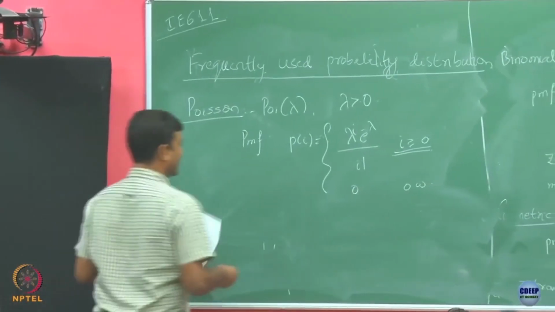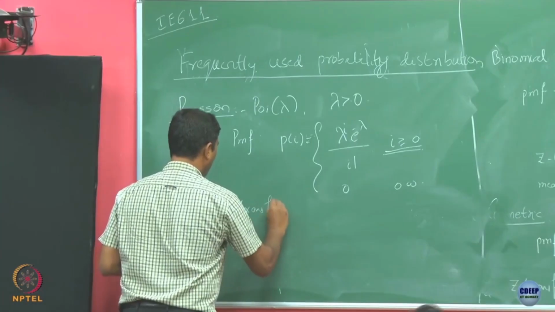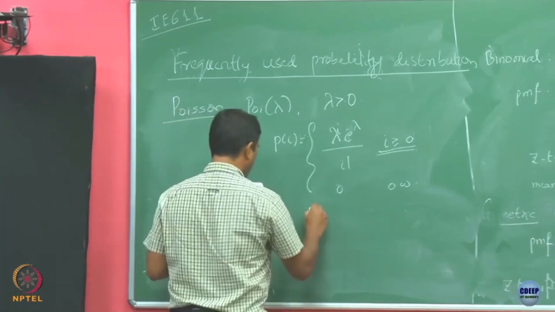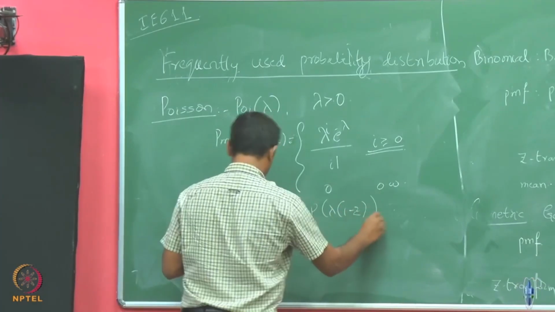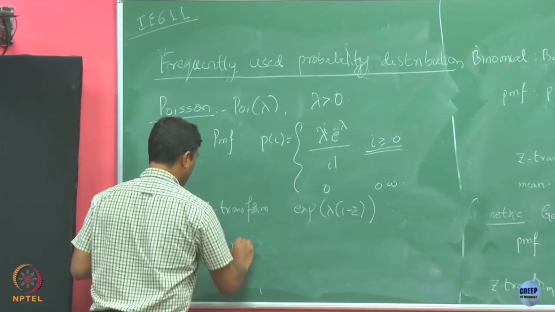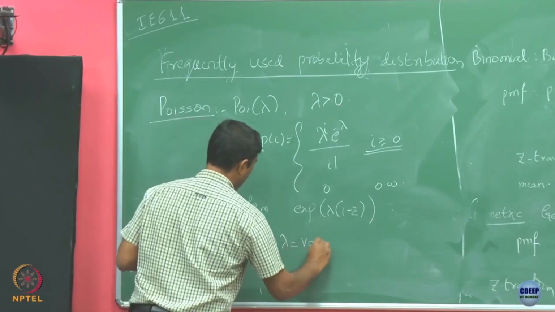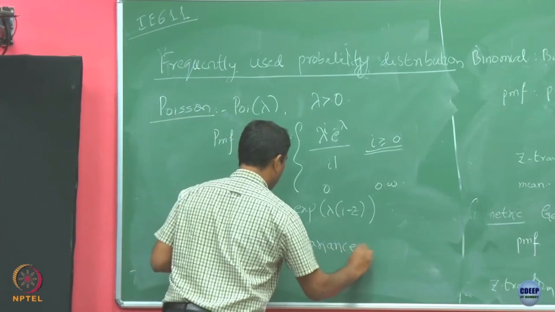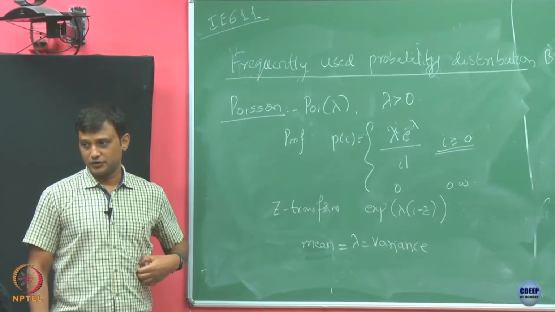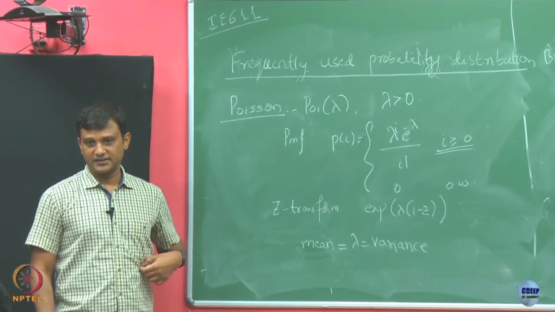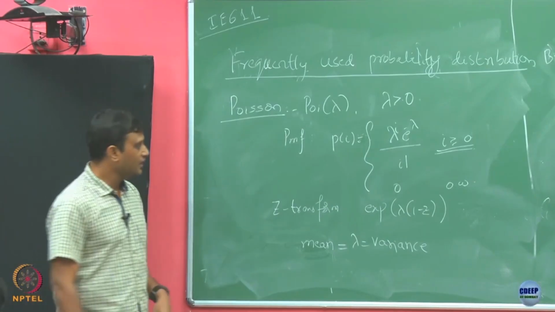Okay, and then its Z transform is going to be as written, and its mean is equal to lambda, and that also happens to be the variance. So if I have a distribution, a probability mass function like this, I am going to call it a Poisson distribution.